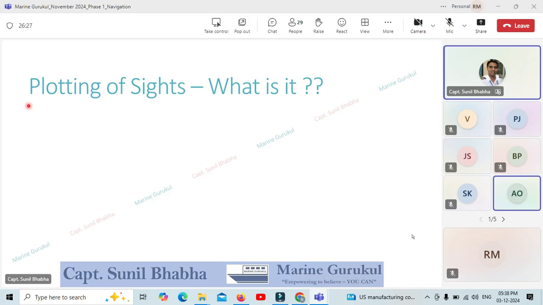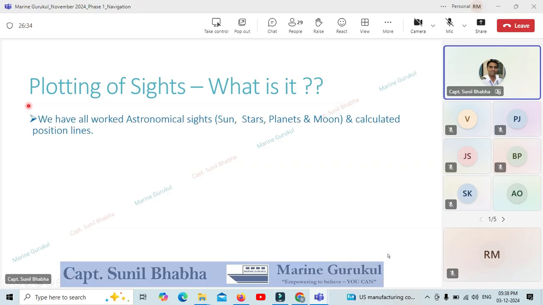In this presentation, we are going to learn about the plotting of sites. It is also known as graphical combination of sites and is also known by the name of staggered observations and simultaneous observations. All these names meaning the same thing. Let us now try to understand what this actually is.